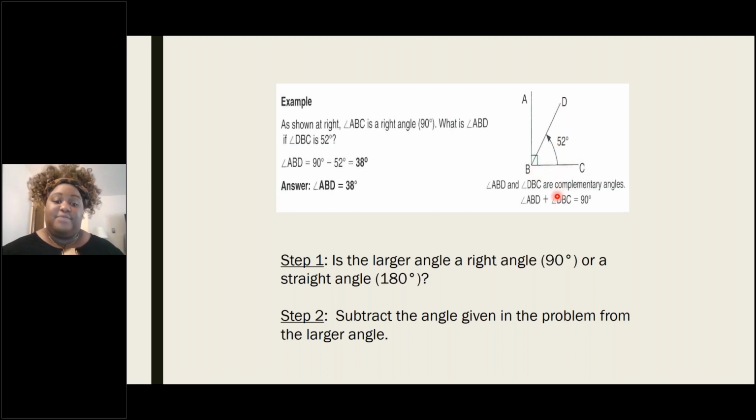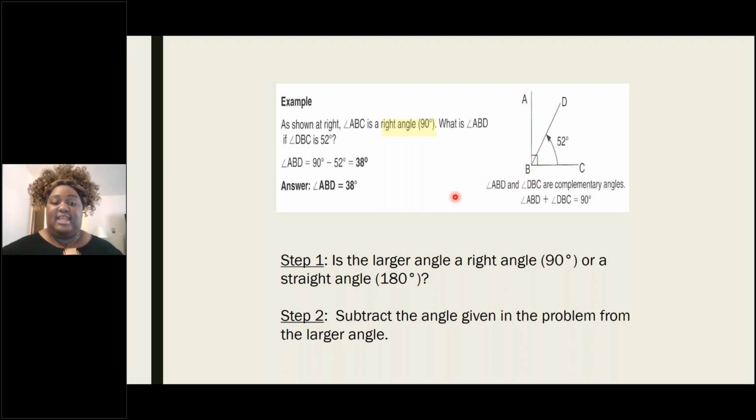So the first step when you're coming across a problem like this is you want to figure out, is the larger angle that the two form a right angle or a straight angle? Looking at this one, and even in the problem, they actually tell us that it's a right angle. It's 90 degrees. That's what the two form together to make.